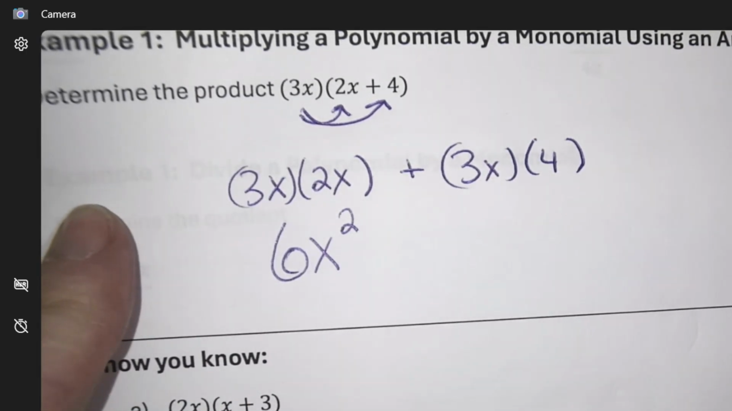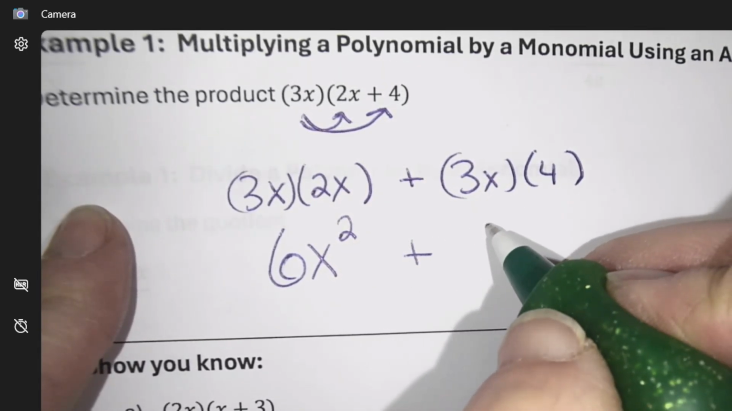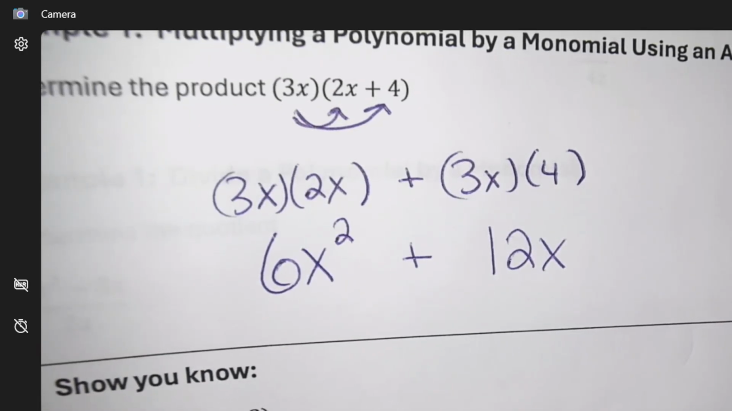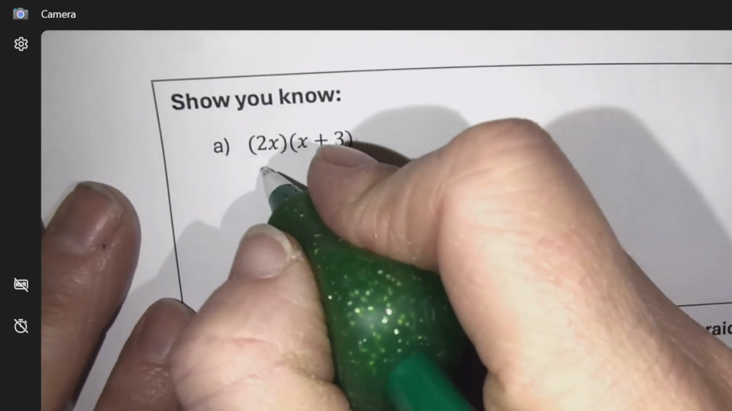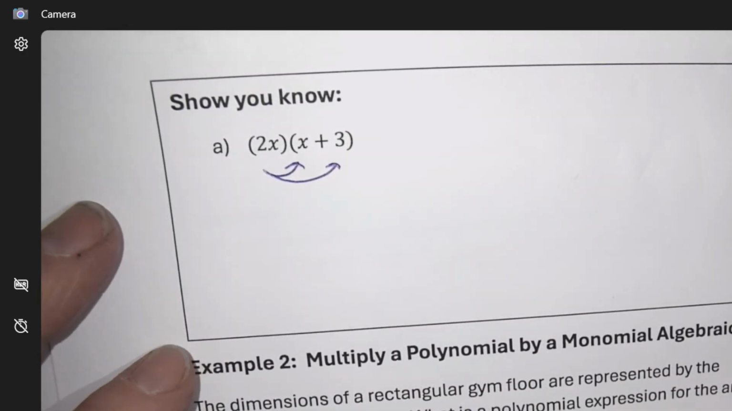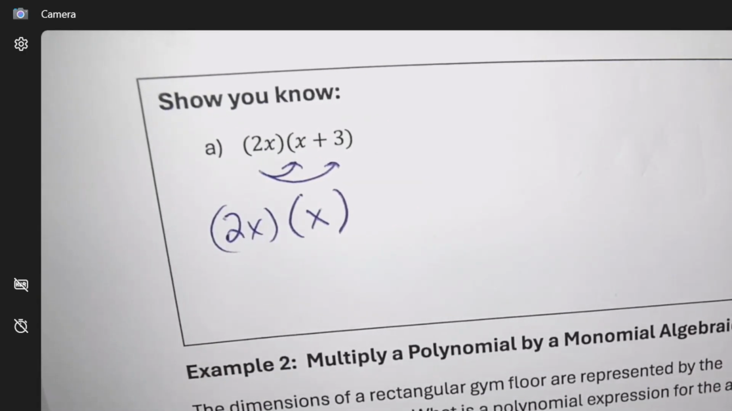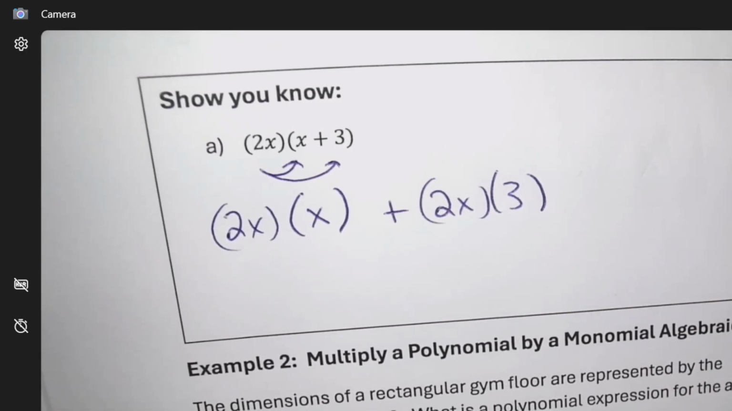Distribution. Okay, so now this would make 6x squared plus 12x. Okay. So on the next one, same idea. Can you write down the distribution property? So the distribution would be I have to do 2x by the x. That's the first item. And the 2x has to also go to the 3.